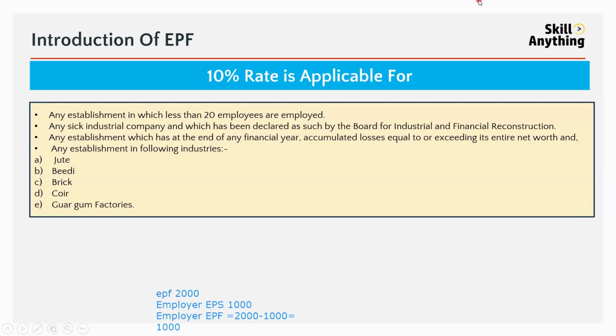Any sick industrial company will have a 10% rate. Any establishment that has suffered a loss in any financial year, or any jute industry breakdown, these are eligible for the 10% rate of contribution in PF.